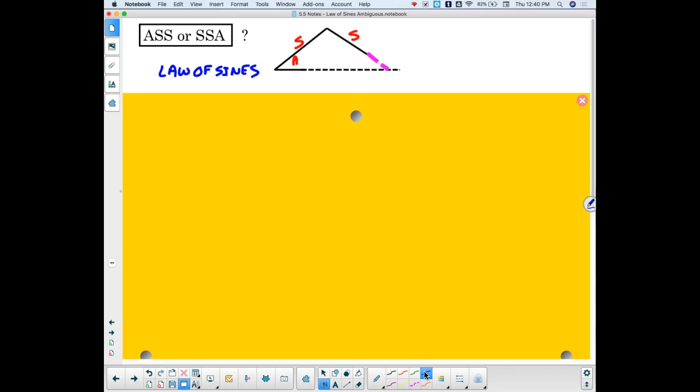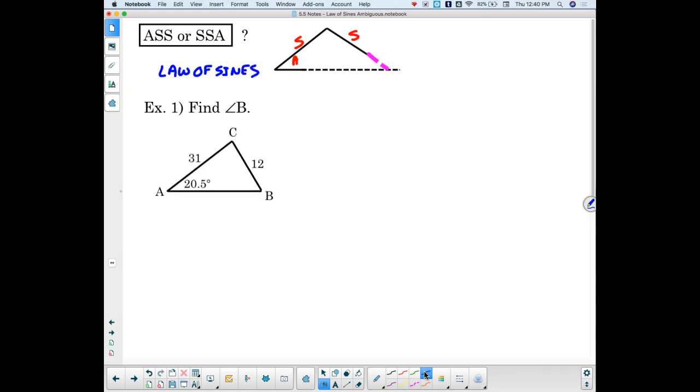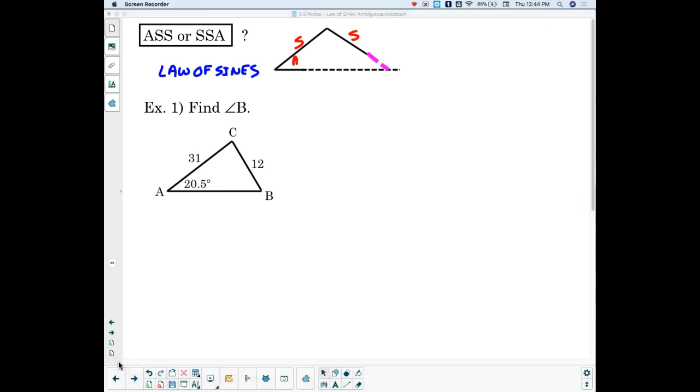So what I would like you to do now is I would like you, given this scenario, to find me just angle B, please. Okay. So find me angle B right now. What did we get? Or I should say, what did you get for angle B?